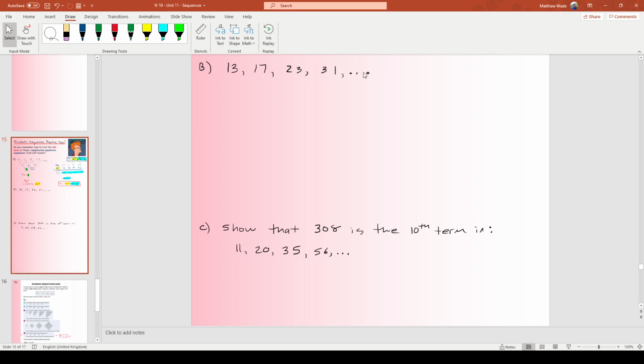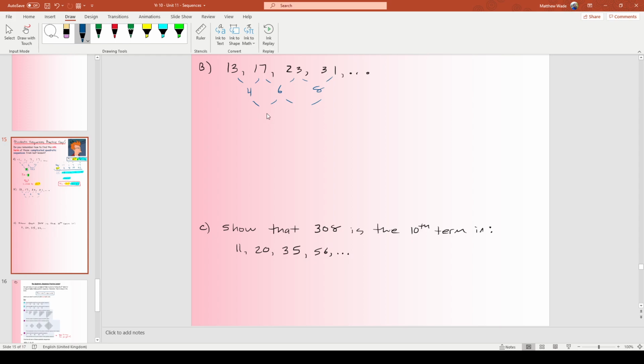Okay, and you're back. So let's see how you got on. I'm going to do this one quick because I promised I would. Okay, so let's do it. First things first, the first difference is 13 to 17 is 4. 17 to 23 is 6. This better be 8, and it is. There you go. First differences.